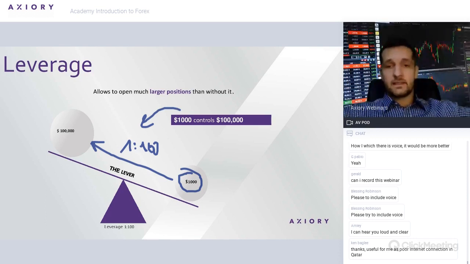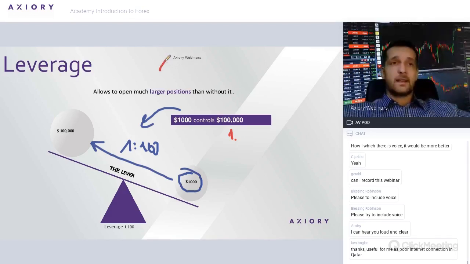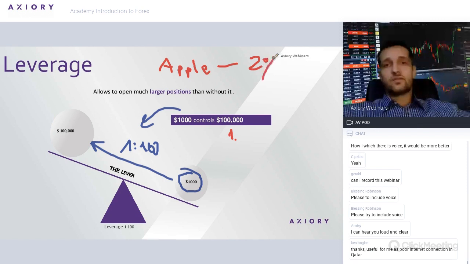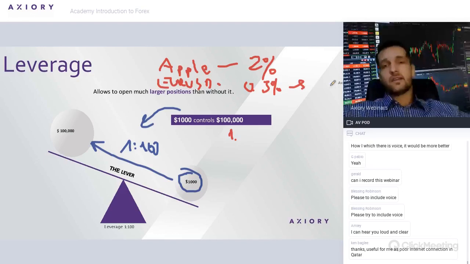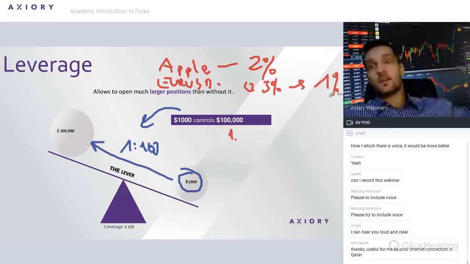Why was leverage created? Leverage was created for two reasons. The first one is because the movements on the Forex market are really small. Someone can tell you the Forex market is very volatile. My friends, the Forex market is not volatile. Stocks, let's say Apple, can move 2% a day on a normal, lazy day. EUR/USD moves 0.5% a day. When EUR/USD moves 1% a day, it means that something crazy happened.